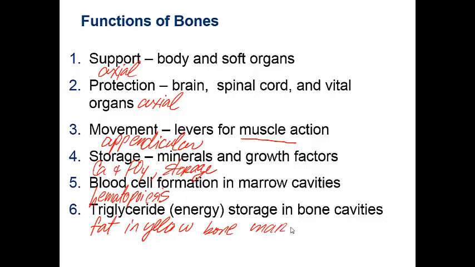And then one of the additional functions of the bone is going to be hormone production. One of the important hormones that is going to play a role in obesity, glucose intolerance, diabetes mellitus would be osteocalcin. And you're going to learn more about osteocalcin next semester in Anatomy and Physiology 2.